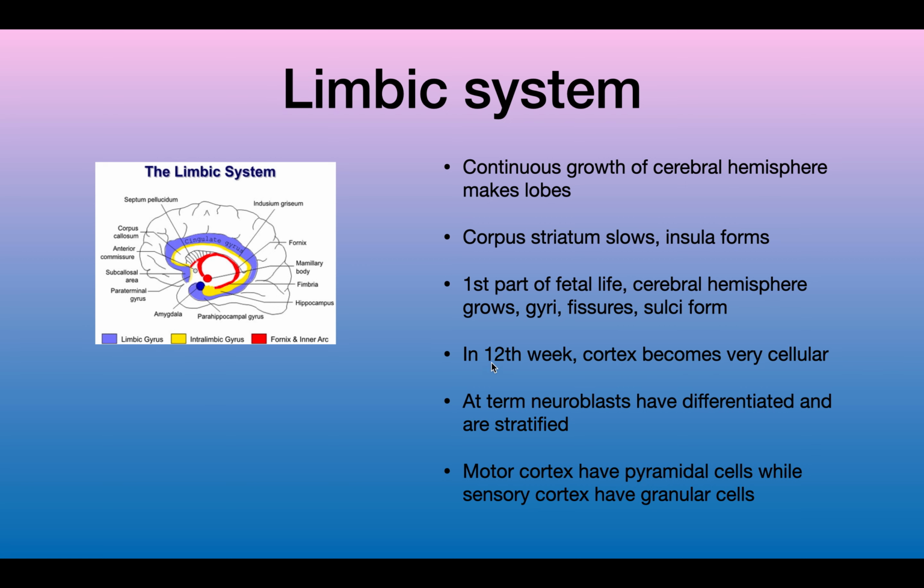Then in the 12th week, the cortex becomes very cellular. At term, the neuroblasts have differentiated and are now stratified. The motor cortex will have the pyramidal cells, while the sensory cortex will have the granular cells.